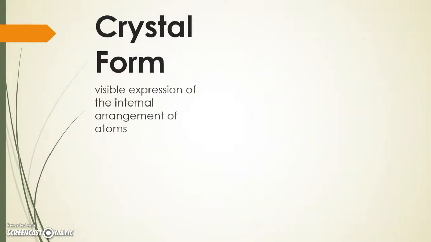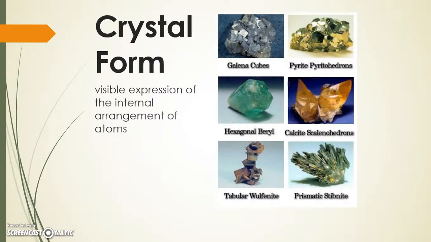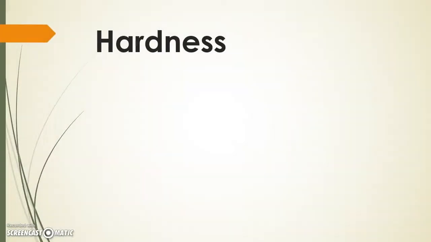Another property is crystal form. It's the visible expression of the internal arrangement of atoms. So what it looks like on the outside is how it's arranged on the inside. So the galena cubes has a cube-like structure. The hexagonal beryl has a hexagonal structure. So each of those represent their internal structure on the outside. So it's very visible to us.